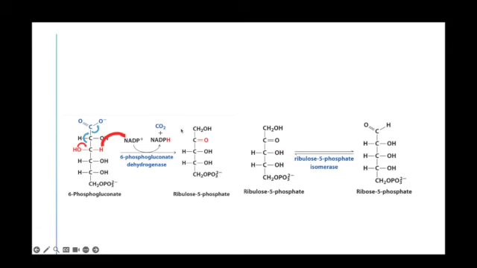Ribulose 5-phosphate can then be interconverted to ribose 5-phosphate. Ribose 5-phosphate can then be converted to deoxyribose sugars with NADPH acting as a reducing agent. So NADPH gets oxidized again, it reduces ribose 5-phosphate, and then we can start building nucleotides. So this pathway is an important step for building nucleotides.